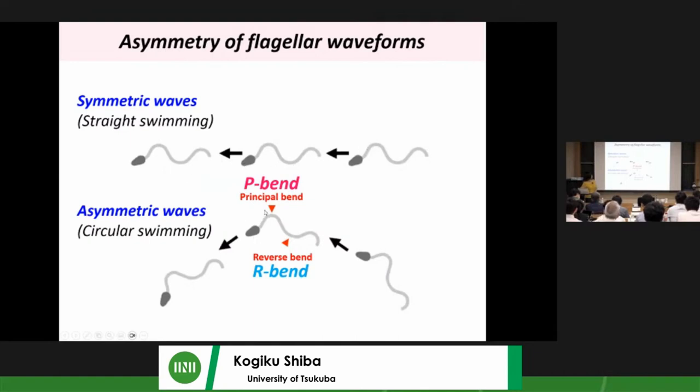If the bend of one is smaller than the other one, the sperm swims in a circle. So we call this a symmetric wave for the straight swimming, and this an asymmetric wave for the circular swimming.